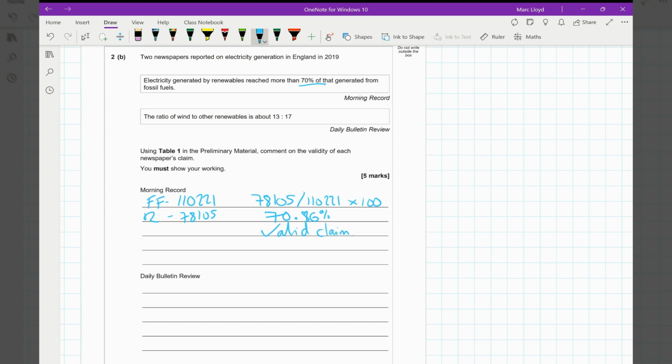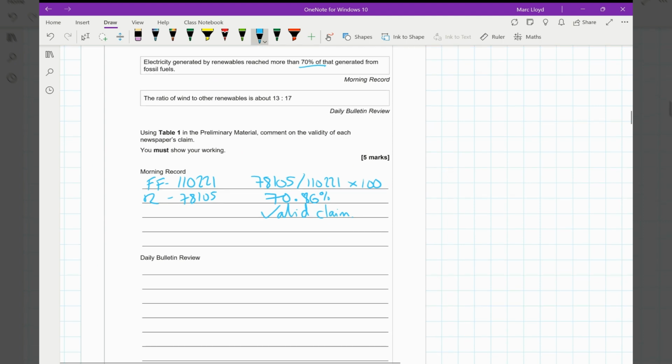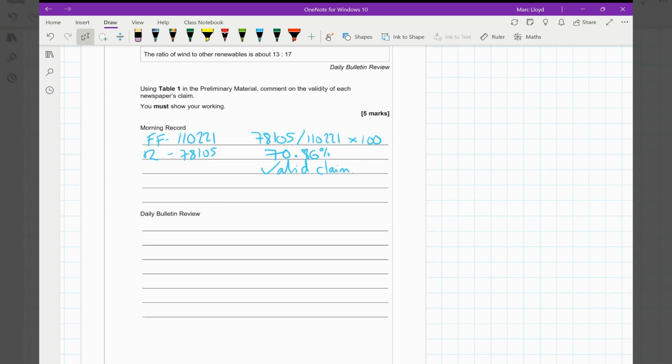For the daily bulletin, I was not happy with this because the mark scheme doesn't have my method in it, and my method works. So we've got 33791, and we've got 44314, and we need to see if it works from 13 to 17.